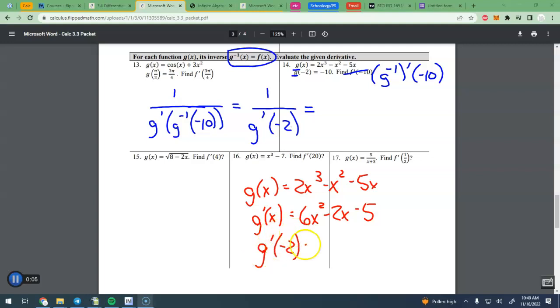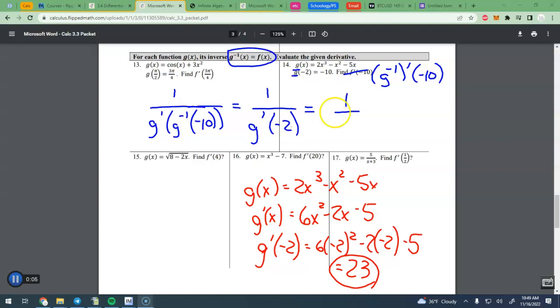So then g prime of -2 is 24 plus 4 is 28 minus, so this is 23. But again, remember this is a side quest. That is not your answer. The answer goes on the bottom of the 1, so the answer is 1 over 23. How's that for 14? Questions? Where'd you get this? Why did you do this?